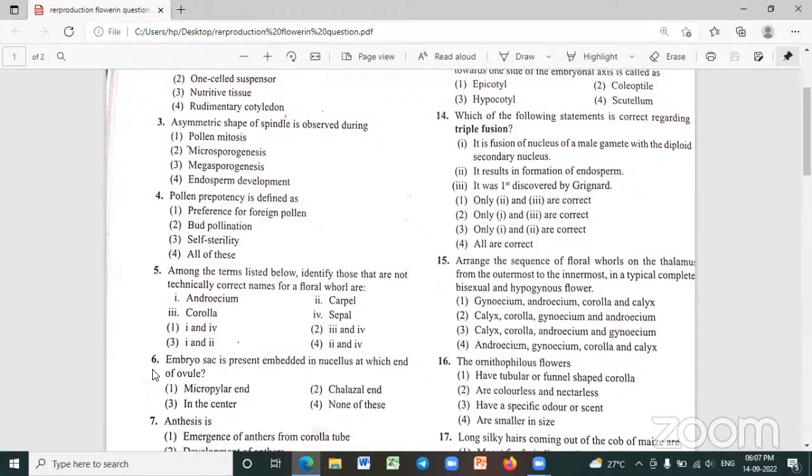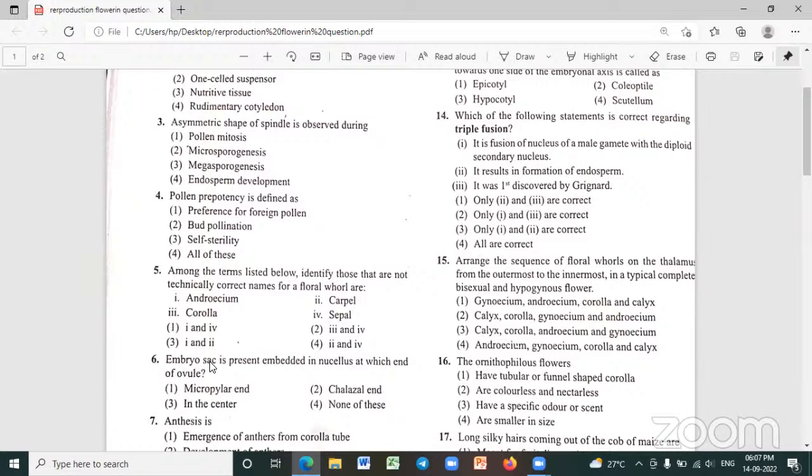And then go to the sixth question. Embryo sac is present embedded in the nucellus at which end of the ovule? Already you know the embryo sac, but there are so many ends present in it. Chalazal end and micropylar end. These are the two ends we already studied. So the answer will be these two only. Others are not possible. In the center is not possible.